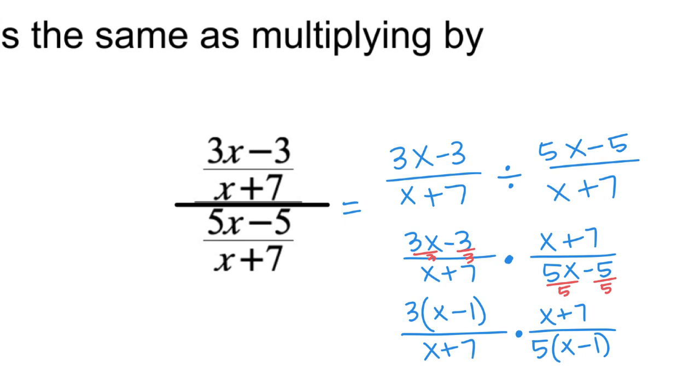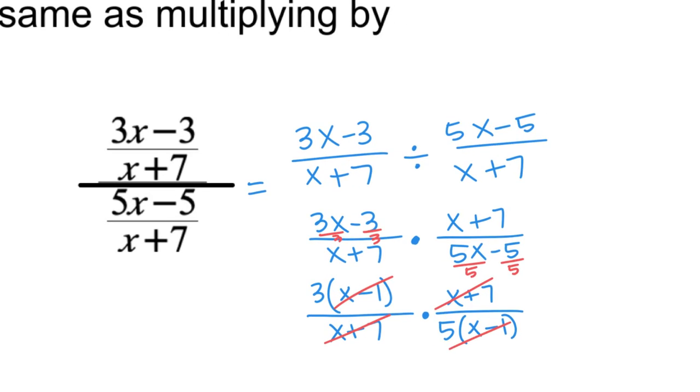So by doing that factoring, I'm looking for the same thing on top and bottom of my fraction. I have an x plus 7 on top and bottom, so those x plus 7s can cancel, as well as I have x minus 1 on top and bottom, so those x minus 1s can also cancel. So all I'm left with on top is a 3, and all I'm left with on bottom is a 5. So I have simplified as much as I possibly can.